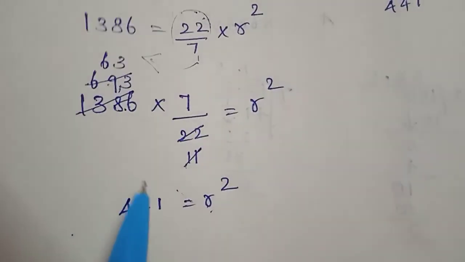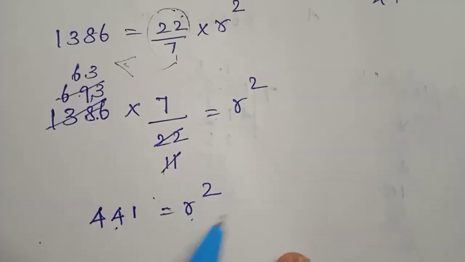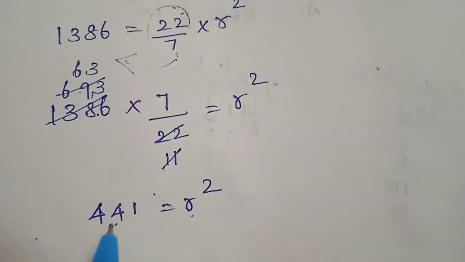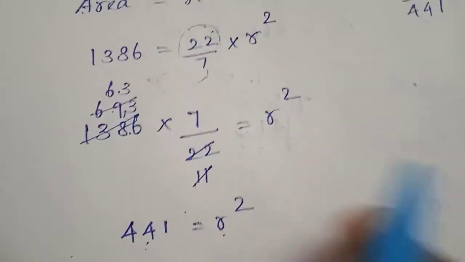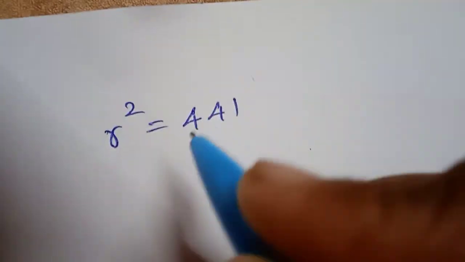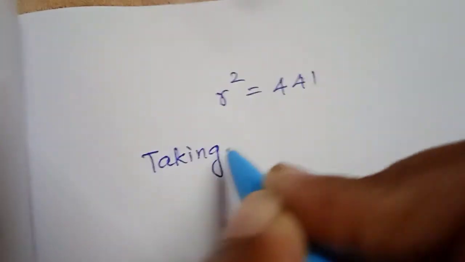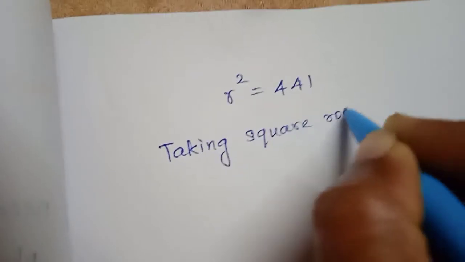So we have to take the square root on both sides. Whenever you have r square on one side, and on the other side it is a number, we have to take the square root. You will be learning this in your higher classes. Now you know this, just learn this alone. Now r square equal to 441. We can write, taking square root on both sides.